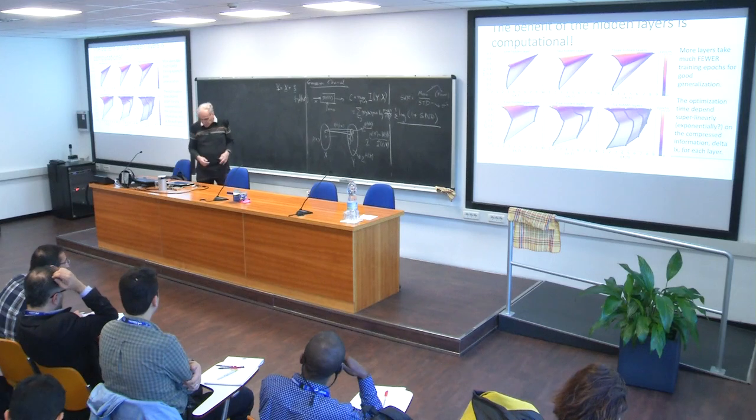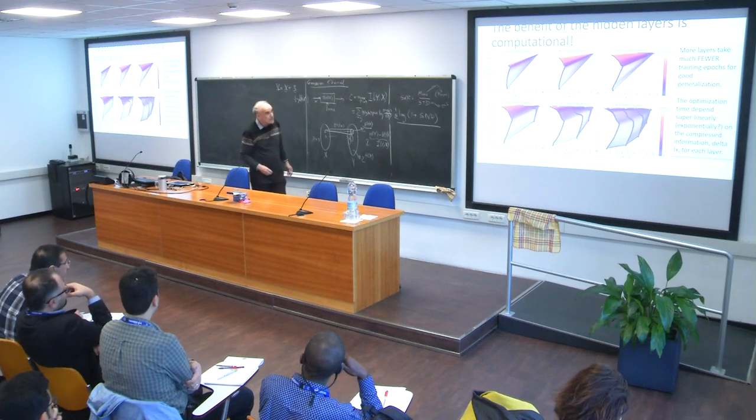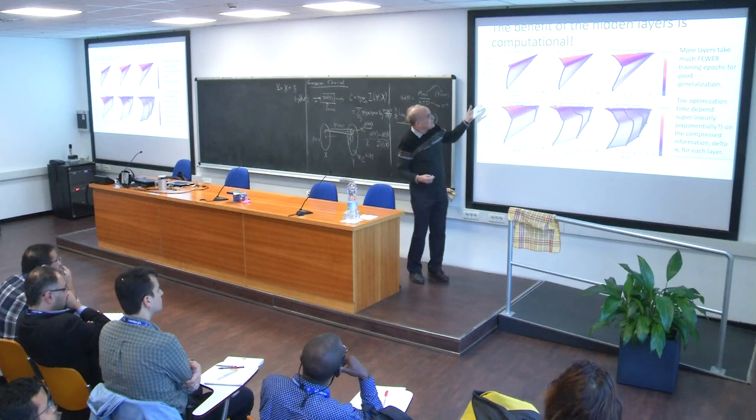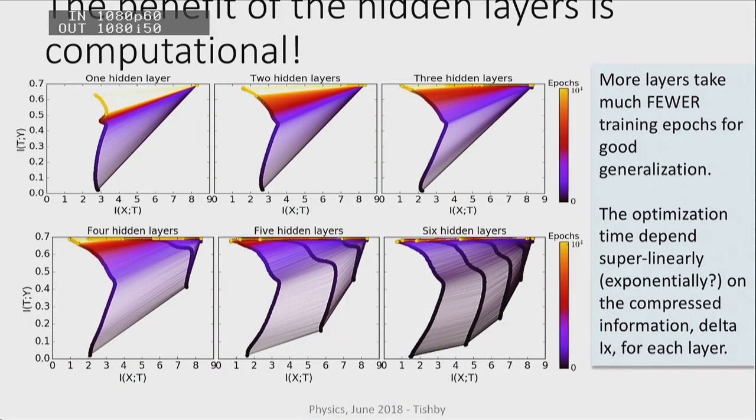And now I want to go again to this quite dramatic effect that I mentioned: surprisingly, when you add layers to the network, you converge faster. Converge faster to a good solution. This is completely counterintuitive because the way we usually think about learning is that when you add parameters, the problem becomes harder, and therefore you need more time.